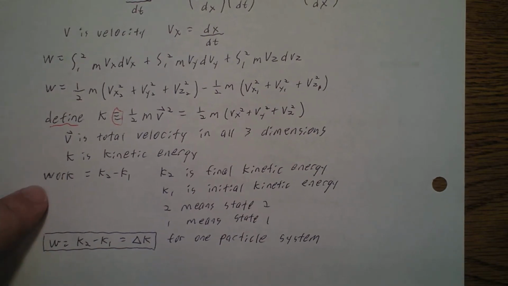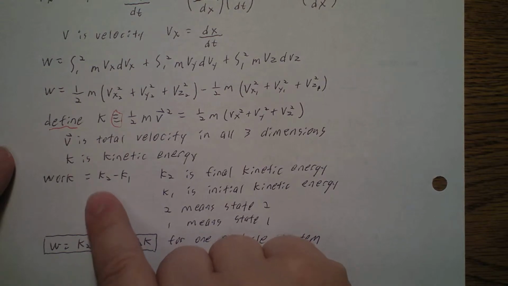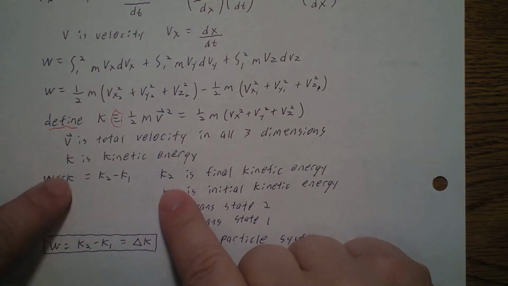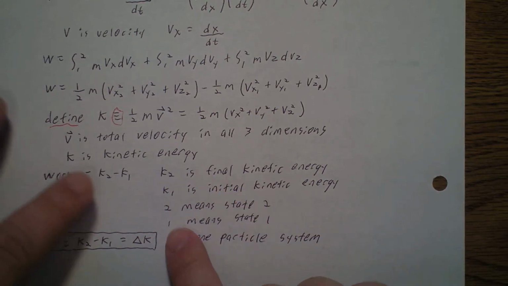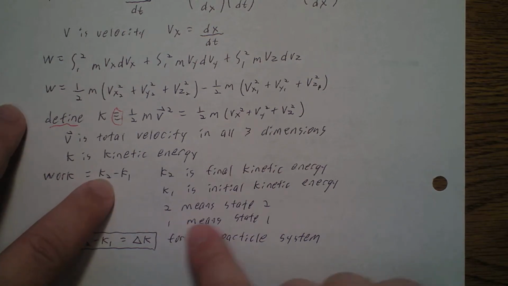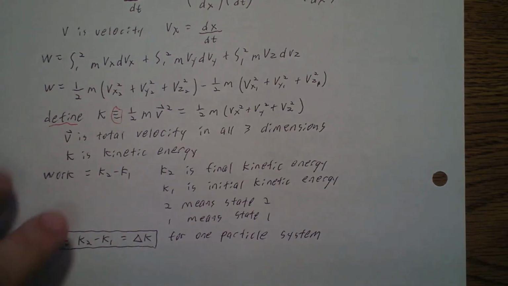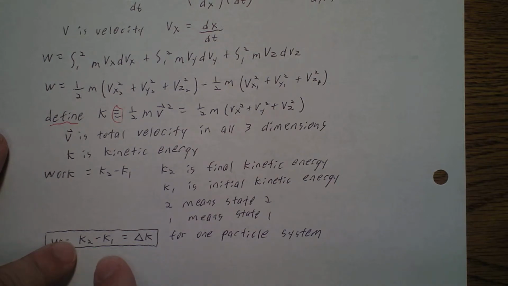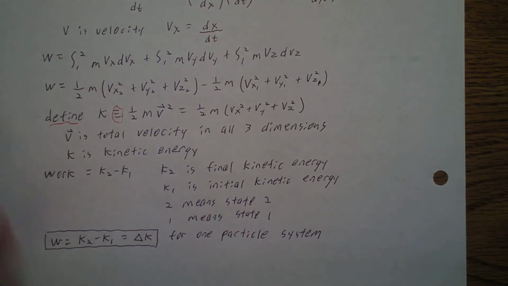Now, only for a single particle system, work is going to be the kinetic energy at state 2 minus the kinetic energy at state 1. So remember, K2 is your final kinetic energy. K1 is your initial kinetic energy. So the subscript 2 here means state 2, and the subscript 1 here means state 1. So that basically means that work is equal to the kinetic energy at state 2 minus the kinetic energy at state 1, or just the change in kinetic energy. But that's only true for a one particle system.